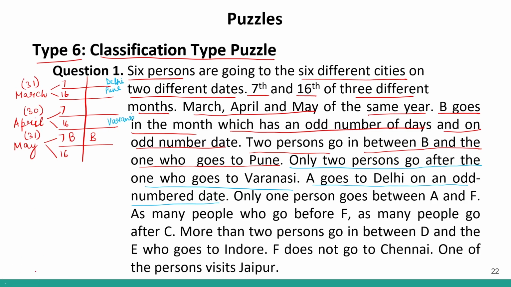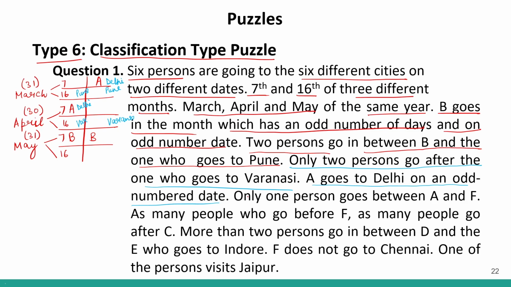The other possibility can be, okay, Varanasi is fixed. Varanasi is fixed, Pune is fixed. The other possibility can be that Delhi is being gone in 7th April. So, we will have A over here, or we can have A over here. Now, we are again back at 2 possibilities.